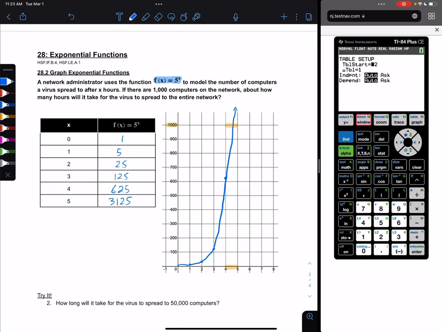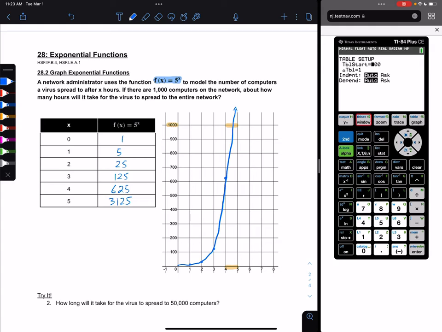Now the table start is where you want the table to actually start at. So let's say I put in a 5 here. If I go to my table, notice that it starts at 5. If I go back to the table setup and I put in 100, notice if I go to my table, it starts at 100. Okay, so that's always going to be pretty useful, so you don't have to scroll forever.